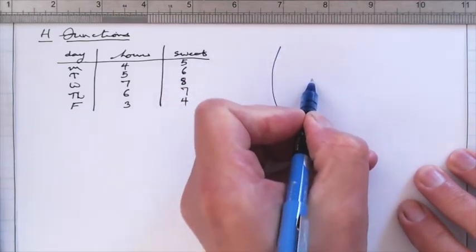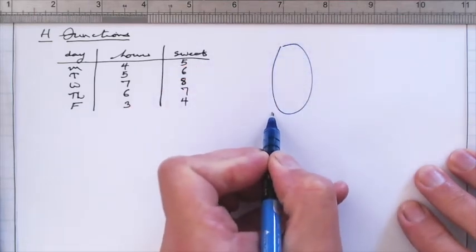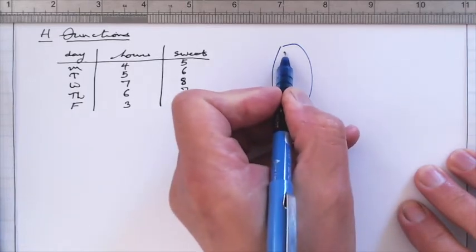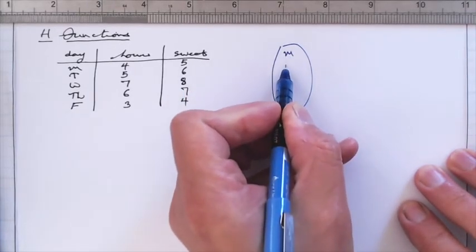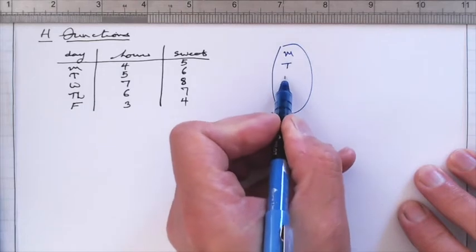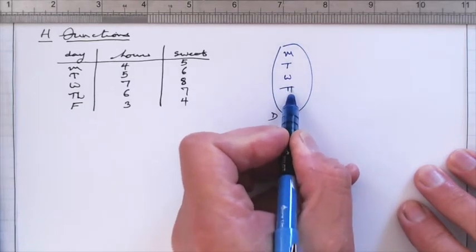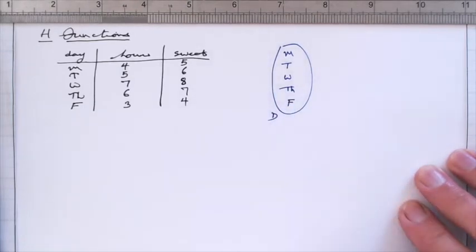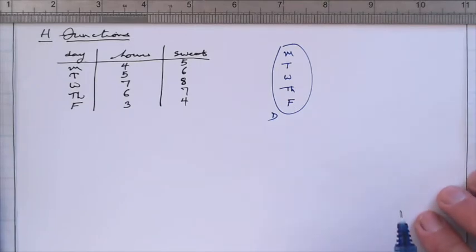Here's the set. I'm going to call it capital D for days, and we have the elements of the set there: Monday, Tuesday, Wednesday, Thursday, and Friday. And I want to make another set which contains whole numbers, actually, and these are the number of hours that she works.